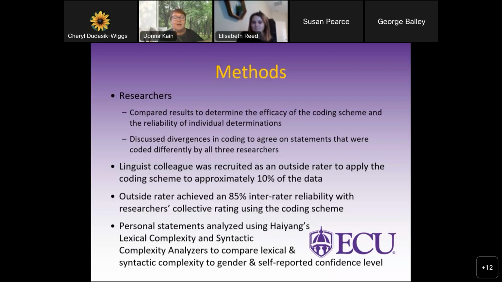So this is really, what kind of words did they use? How complex were their sentence structures? Who used more words? And those can tell you something about the way people are organizing their ideas in writing, and whether there's a difference in gender in these syntactic and lexical areas, or whether there was a difference in self-reported confidence level. Did people with more confidence use more complex syntactic sentences, or more words, more complex words? We wanted to see if that was the case, or if people with less confidence used simpler statements.